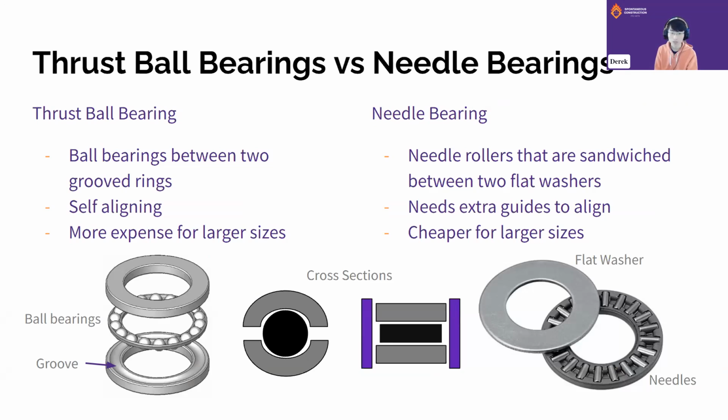Another option, which we ended up using, was needle bearings. They are made up of needle rollers that are sandwiched between two flat washers. They are cheaper for larger sizes, however, you'll need guides to align them, because in the cross section, as you can see, the black section is the needle roller, and there are no grooves to hold it in place. This means that any side-to-side movement can cause them to slide past each other, and your bearing won't be a bearing anymore. You'll need guides, which in this case are purple, to make sure that they're in place.